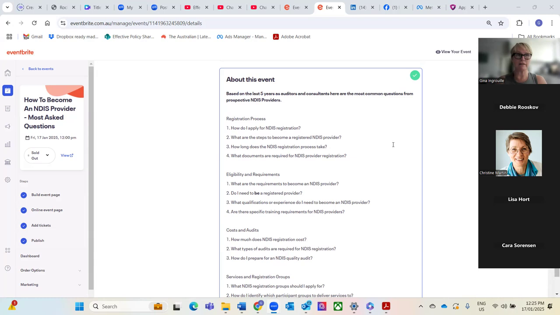Yeah, sole traders, you're going to have to register. Support workers, if you're working for yourself, you're going to have to register. Now, it's risk-based. So depending on the types of service that you're going to deliver will depend on the level of registration you will be asked to undertake.